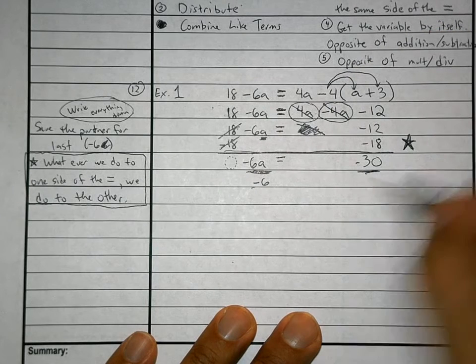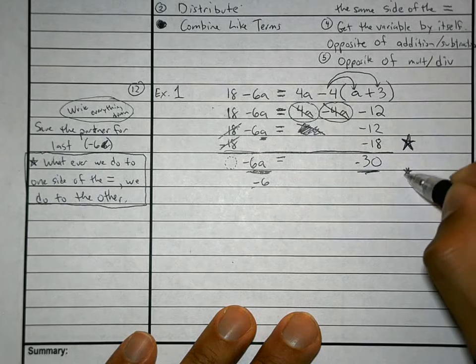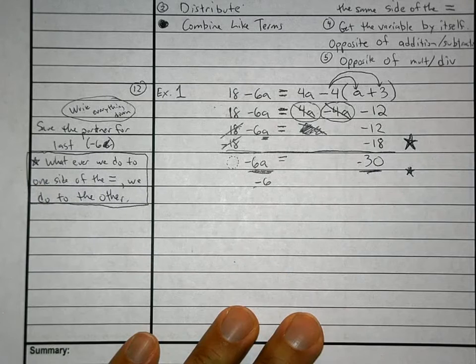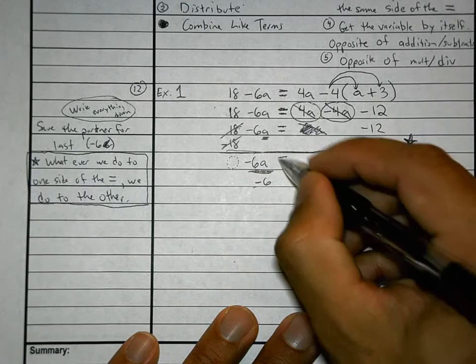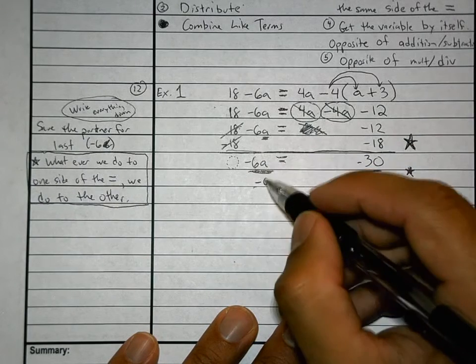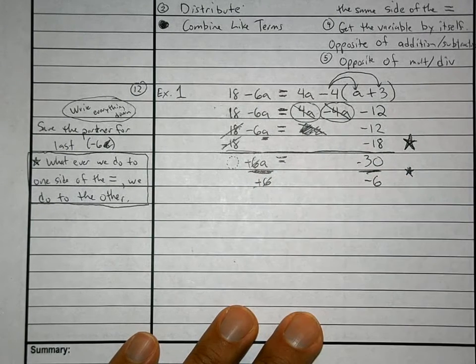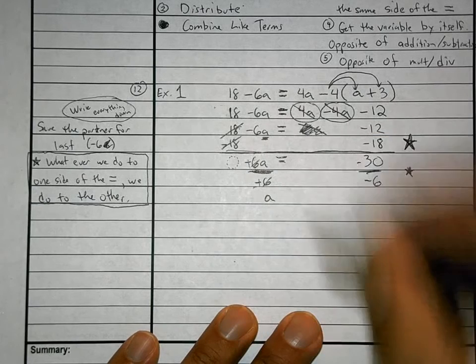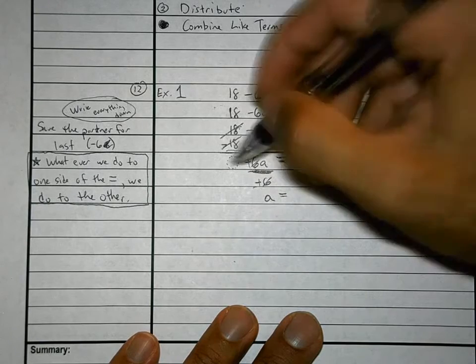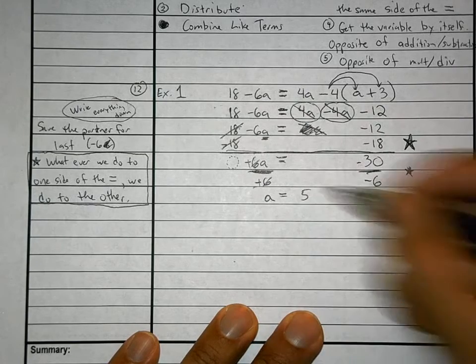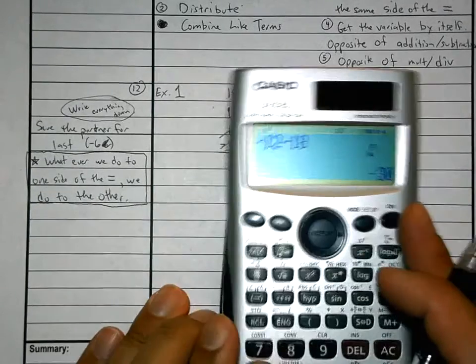And a little star. What does a star mean? Whatever you do to one side, you do to the other. Yeah, that's what you wrote on your notes. A, and what happens here, 6 divided by 6 makes 1. Negative divided by negative makes a positive. And then what do we have? We have a is equal to. This is actually technically 1 times a. And that's the multiplicative identity. So we know that it has to be a equals what number? 5.